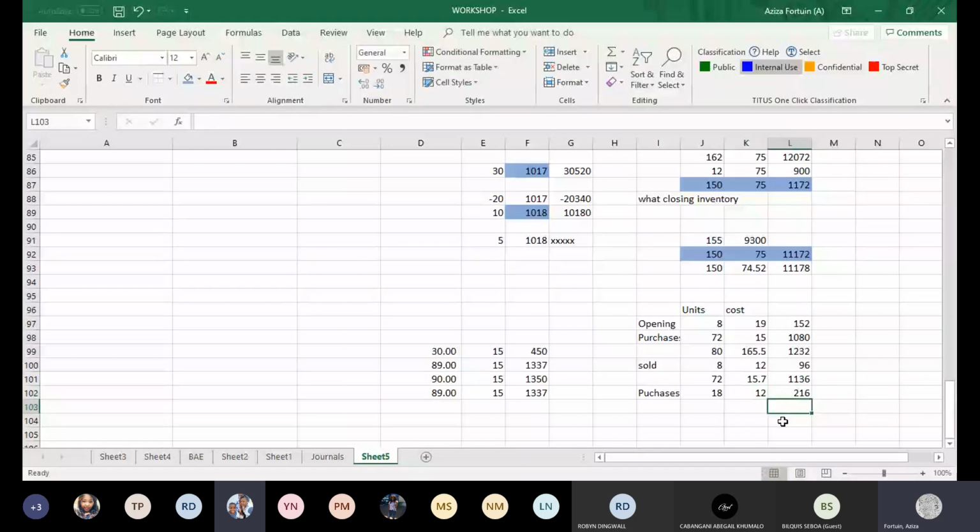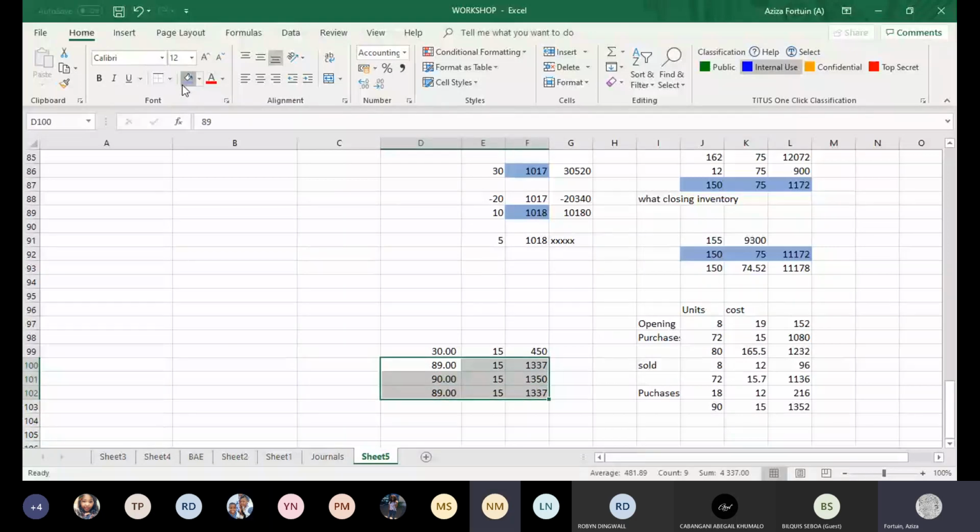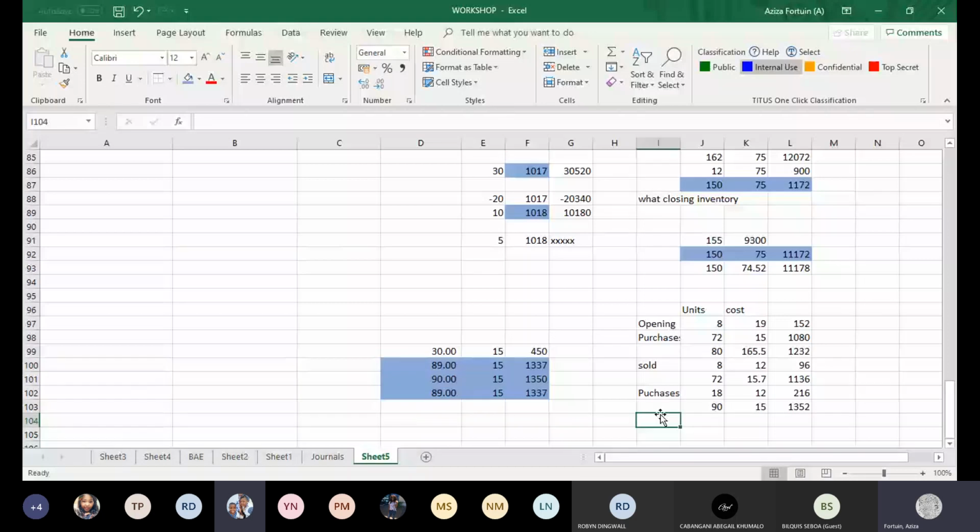Okay, and then 72 plus 18 is 90. So 90, 1136 plus 216 is 1352 divided by 90. 1352 divided by 90 is 15 rand. Okay. So these answers are generally right here. I think they were just off with rounding and that kind of stuff.